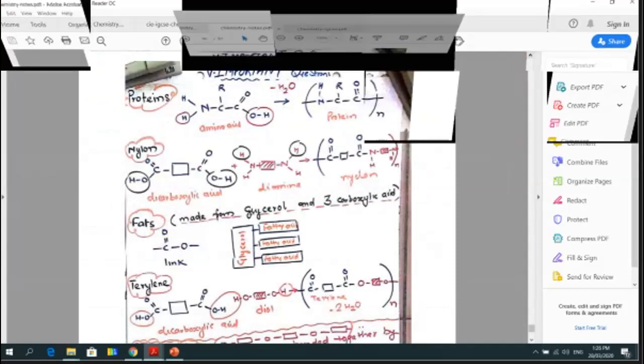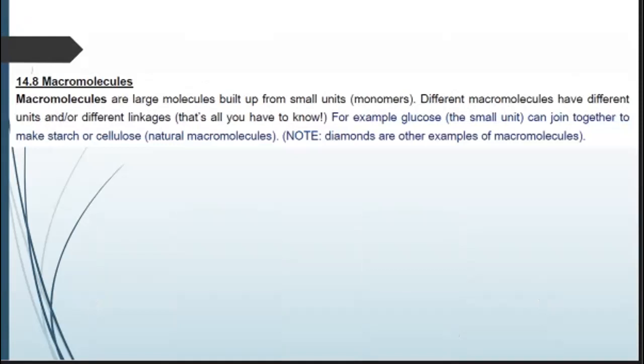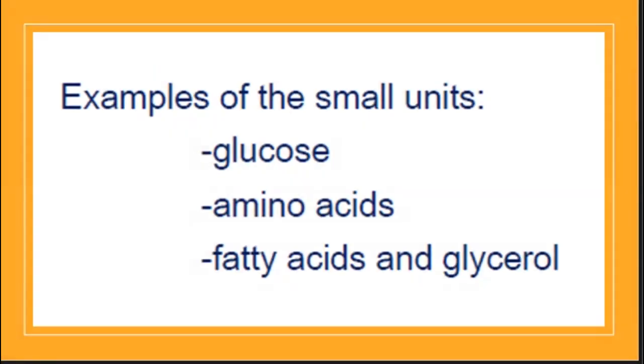All right, so we just went through that. So let's take a look at a couple of things. Recapping again, macromolecules are large molecules built up from small units, monomers. Different macromolecules have different units and they have different linkages. So for example, glucose is a small unit and it can join together with other small units to make starch or to make cellulose, which is a natural macromolecule. Other examples of macromolecules are diamond and graphite. Examples of small units are a glucose unit, an amino acid unit, fatty acid and glycerol units.